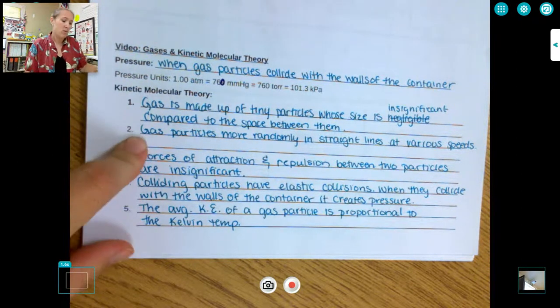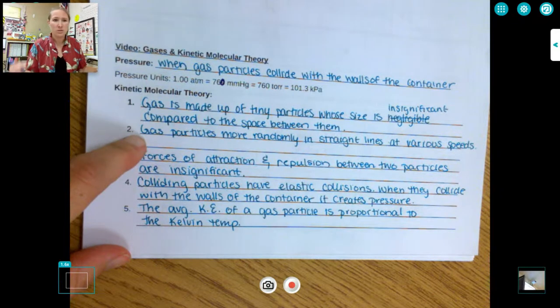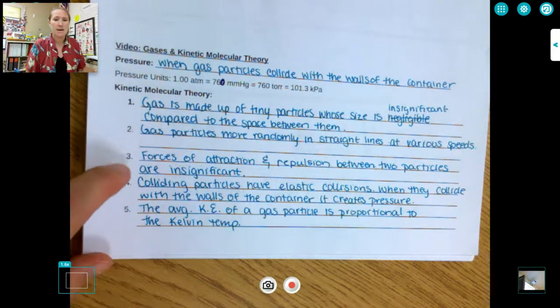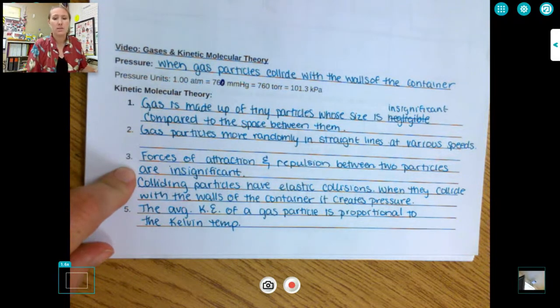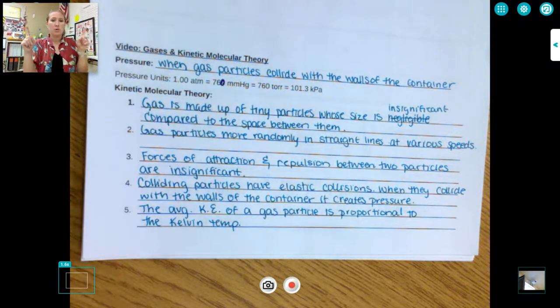We say that they move randomly in straight lines at various speeds, so they don't cruise around, they go straight. And they're at various speeds. We'll look more at this tomorrow when we look at Maxwell-Boltzmann distributions. Then forces of attraction and repulsion between 2 particles are insignificant. In other words, 2 particles are not attracted to each other, nor do they repel each other.